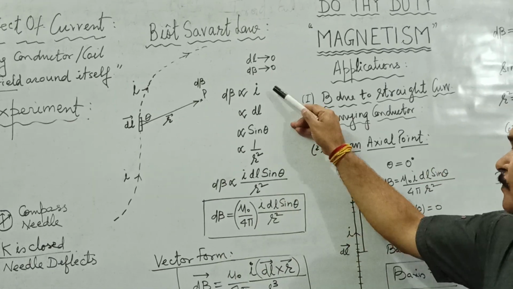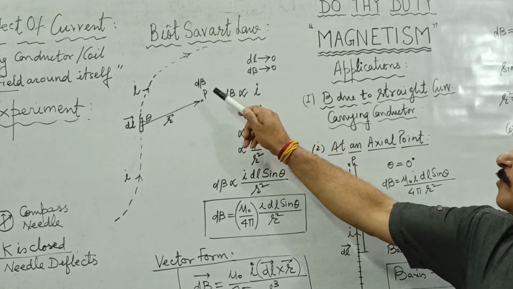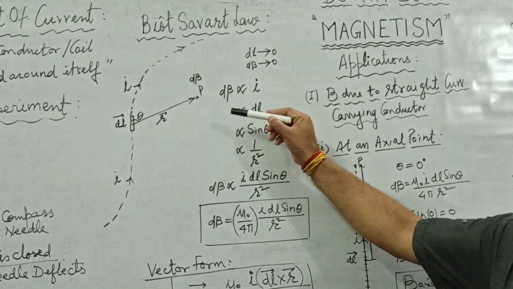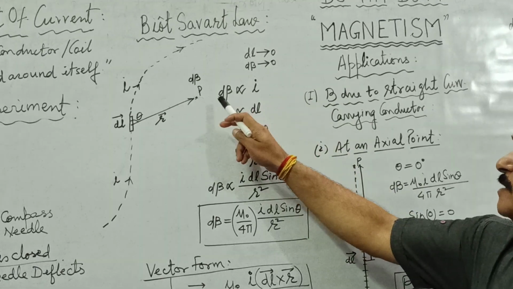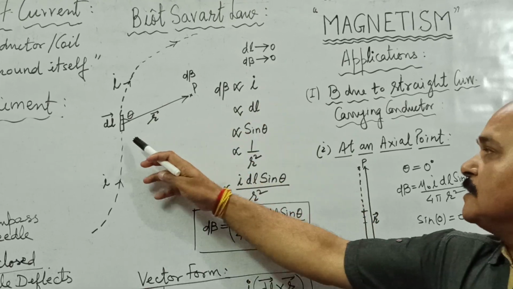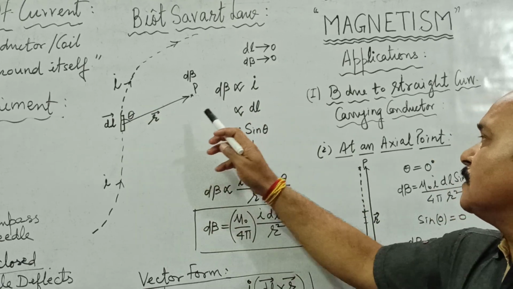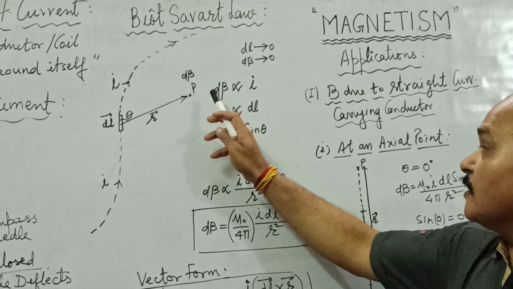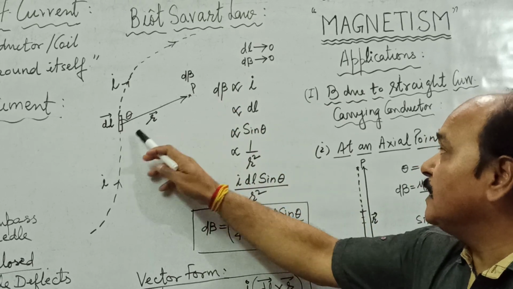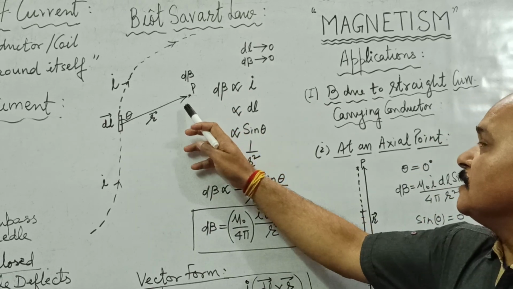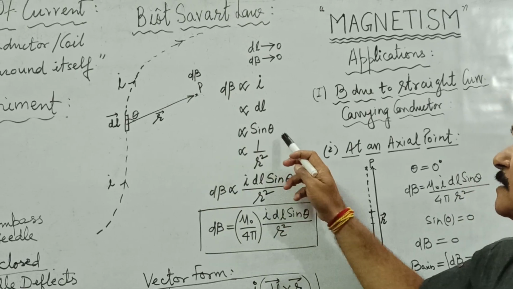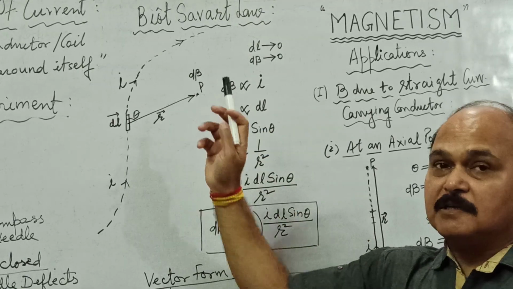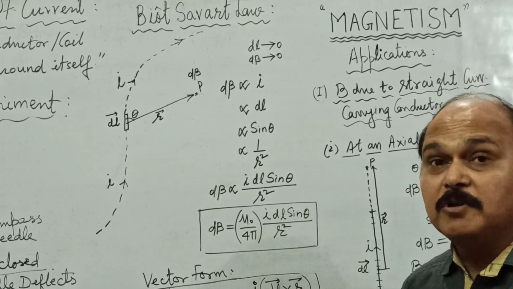So the four factors are related to the value of the magnetic field like this. The magnetic field here is directly proportional to the current passing through the straight conductor. The magnetic field is directly proportional to the length of this conductor dl. The magnetic field is directly proportional to sin theta. Theta is the angle between dl and r. This is also called the obliquity factor.